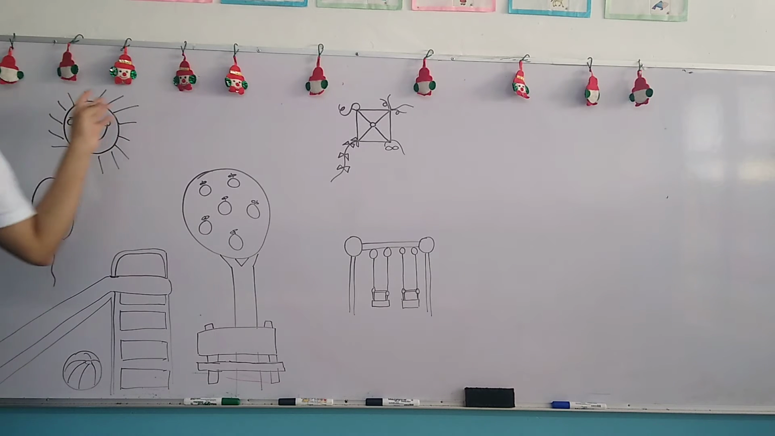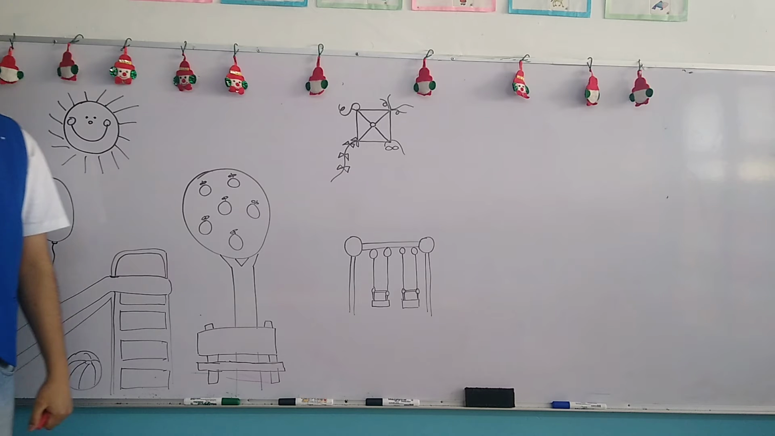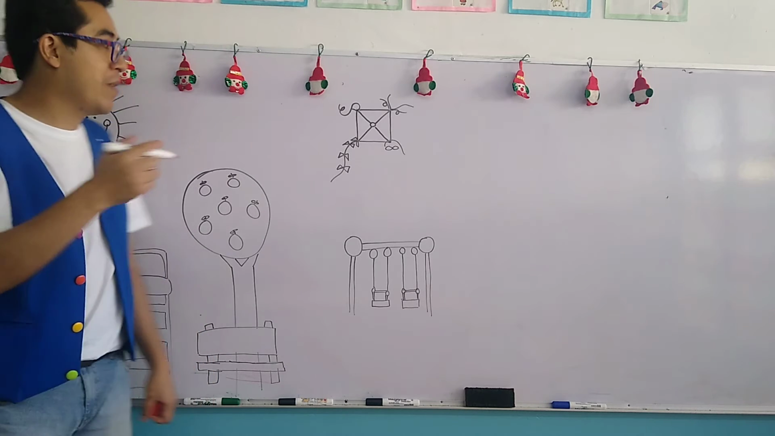So first of all, here we have the sun. Now the sun has the shape and form of a circle. So we're going to mark it with an X because it's a geometric shape, okay? Very good.